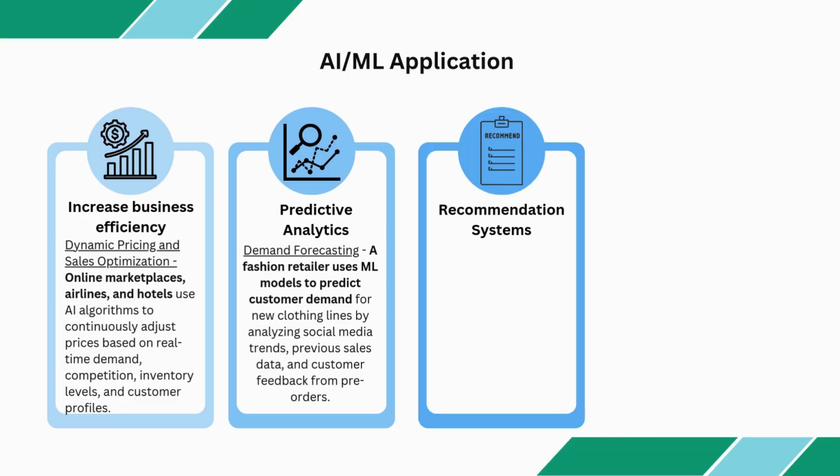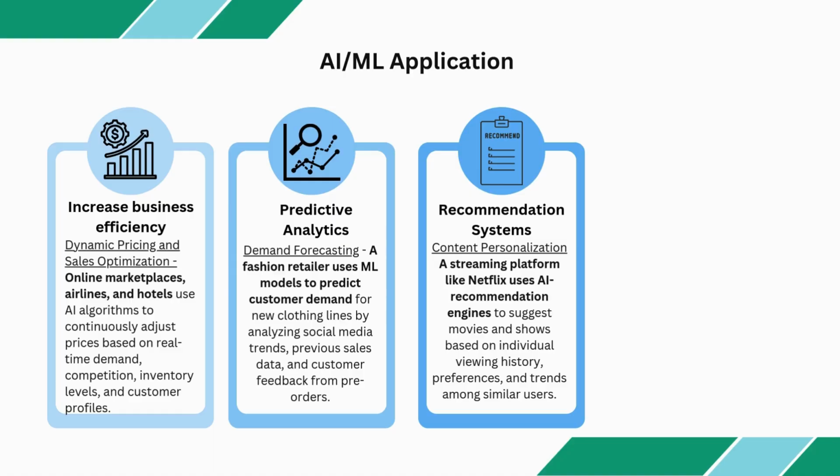Next use case could be recommendation system. An example would be content personalization. So a streaming platform like Netflix uses AI recommendation engines to suggest movies and shows based on individual viewing history, preferences, and trends among similar users.